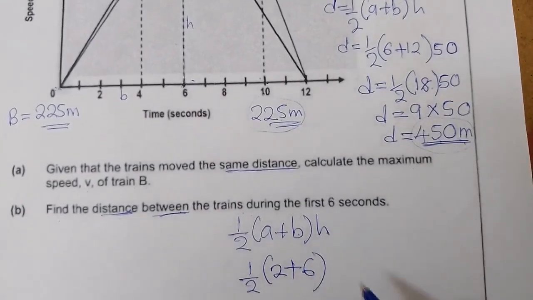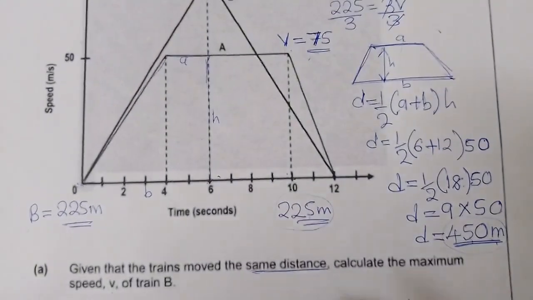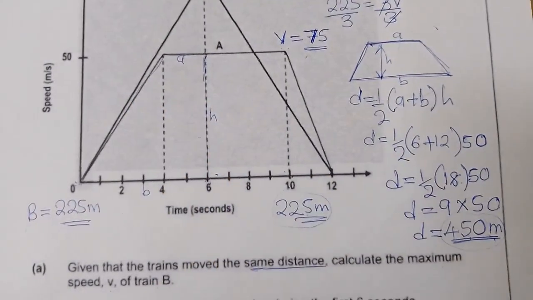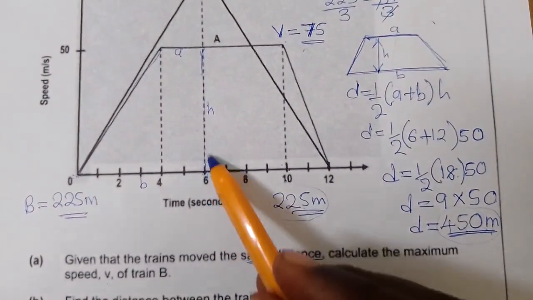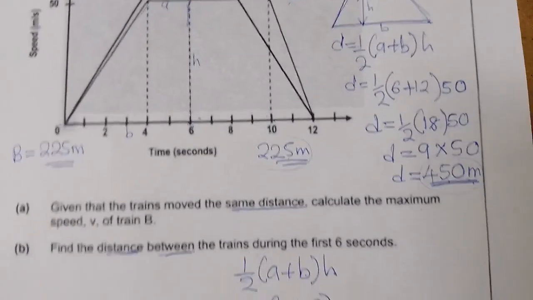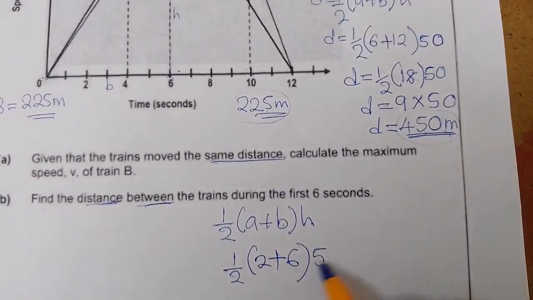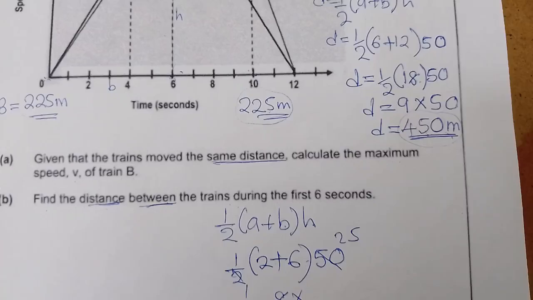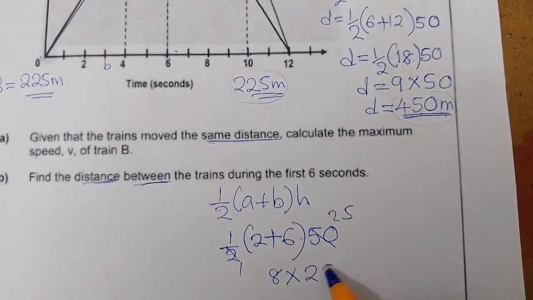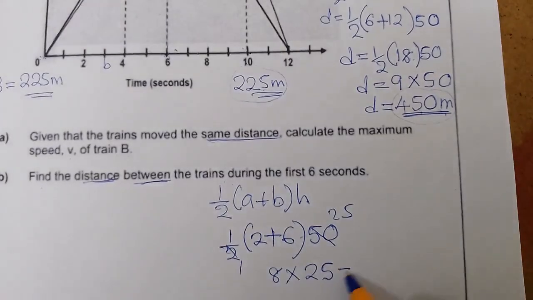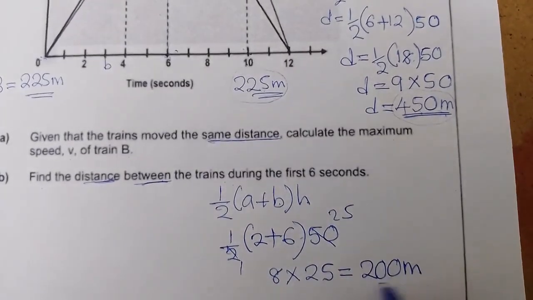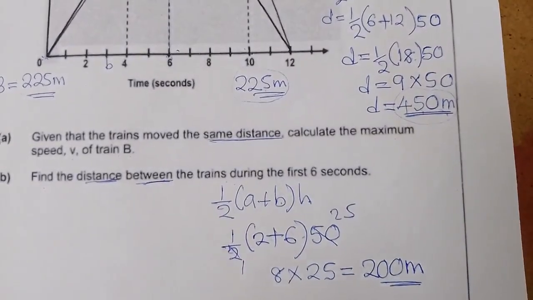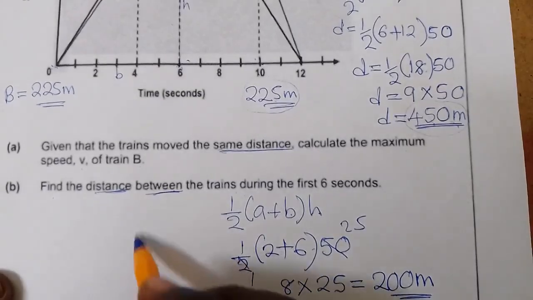Then what is your height? From there to there, which is 50. This is your height. So you put your 50 there. You can do this: 1 there, it is 25. So here it is 8 times 25. What are you going to get? Here the answer will be 200 meters. So this is for train A.